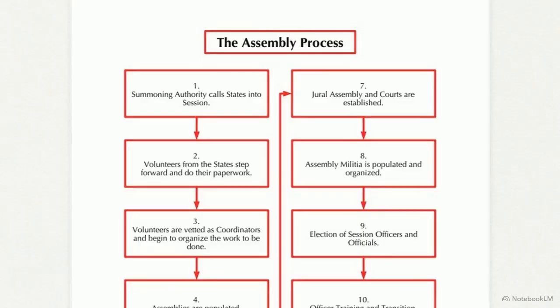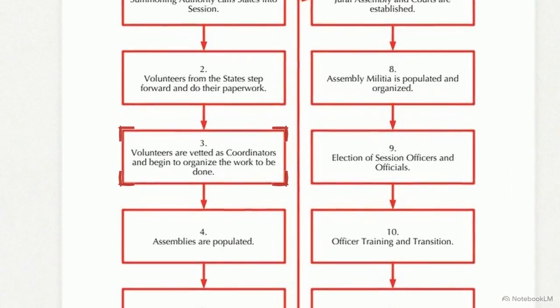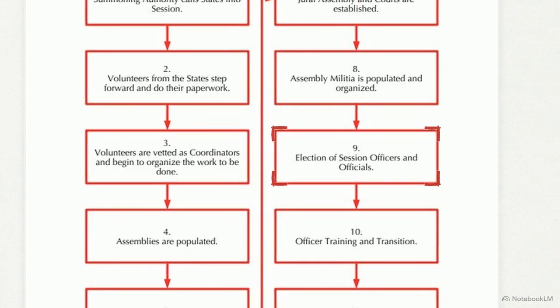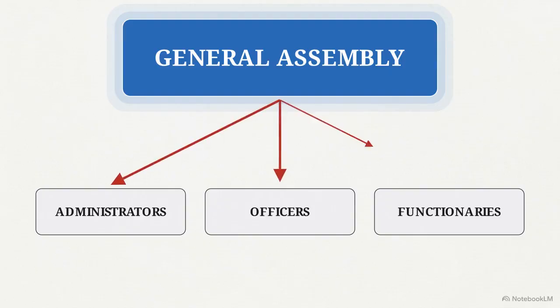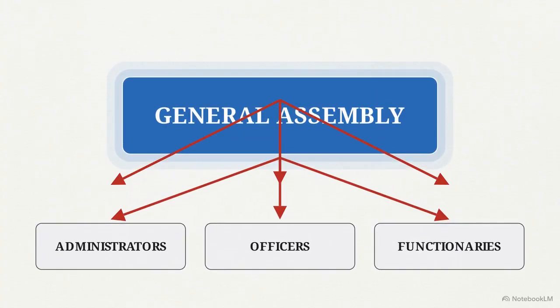Looking back at the assembly process chart, steps 3 and 9 detail how leadership evolves. Initially, vetted volunteers act as coordinators to organize the immediate work. Eventually, the assembly holds proper elections to vote in official session officers and officials. The people elected to these roles are not rulers. They serve strictly as executive administrators tasked with getting a job done and protecting the rights of the group. They hold no special authority to lord over anyone else.